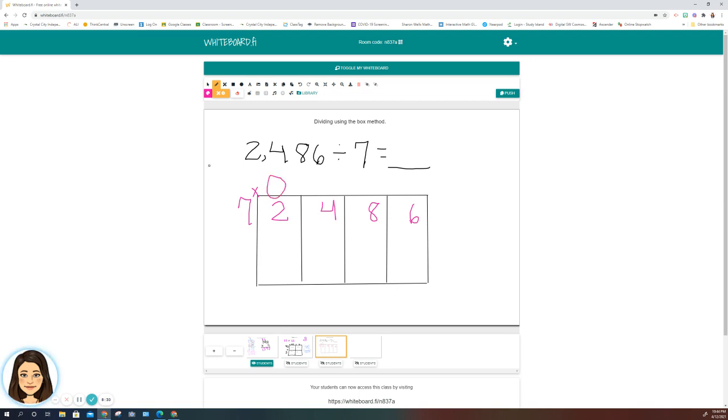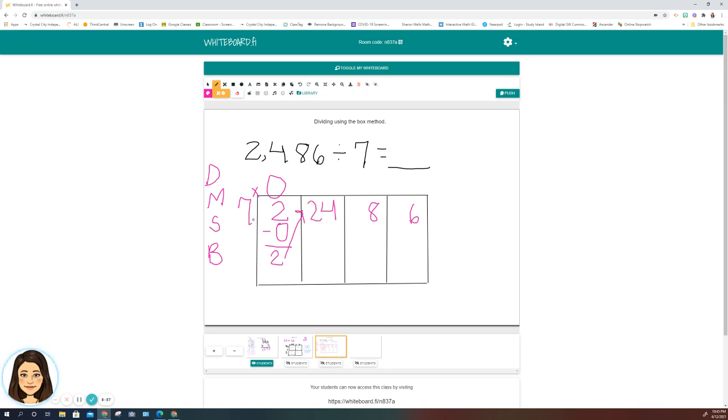And our steps, guys, for dividing are divide, multiply, subtract, bring down, or bring up. All right. So we have 7 times 0 is 0. So we're going to subtract 0. 2 minus 0 is 2. And then we are going to bring up. So my 2 goes up. My number is now 24.